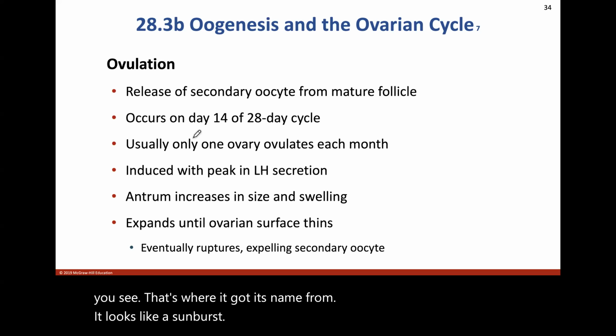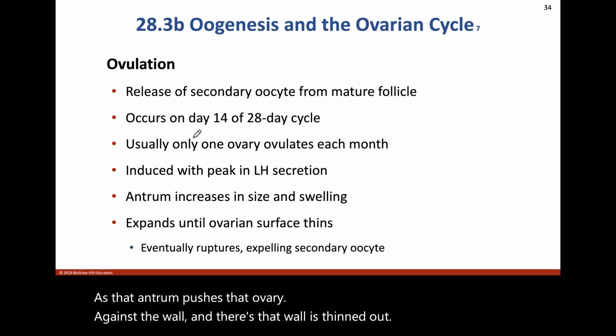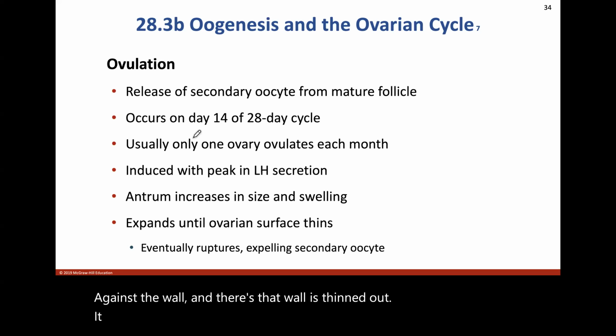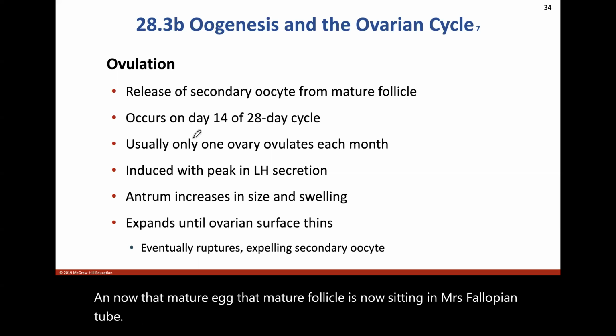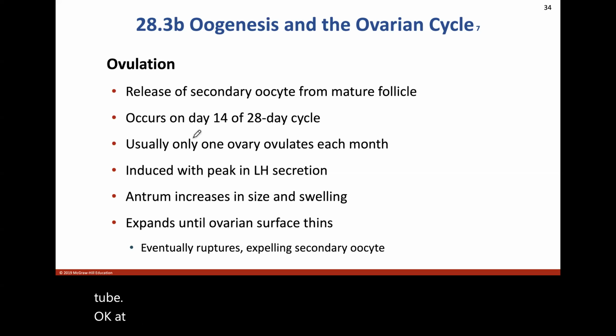As that antrum pushes that ovary against the wall, and as that wall is thinned out, it causes that ovary to be ejected or rupture. Okay. And now that mature egg, that mature follicle, is now sitting in Mrs. Fallopian tube. Okay, at least hopefully. Guess it doesn't have to.